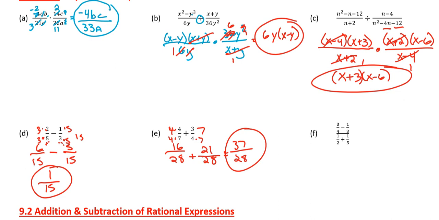And then for the last one, F, there's going to be one or two like this today, so I just want to make sure everyone's clear on how to do it. This is a complex fraction. So it basically means you have this, and then you're dividing it by this. So you have 3/4 minus 1/3.